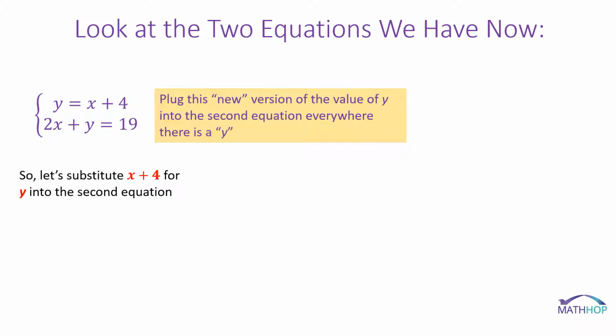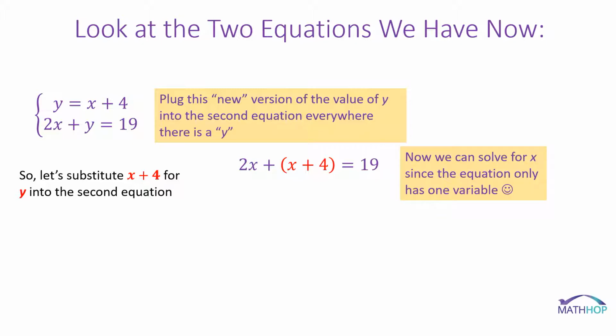Let's see how helpful that's going to be. We're going to take x plus 4 and substitute it in for y into the second equation. I only see one y, and that's fine. So I'll put x plus 4 in right there. My new equation is 2x plus (x plus 4) equals 19. The reason this is helpful is because now I have an equation with only one variable. I can't solve for two unknowns, but I can solve for one unknown. So now I can solve for x, and that's exactly what we're going to do.